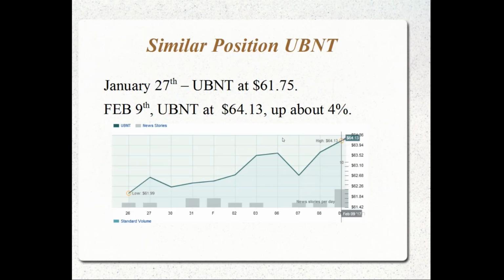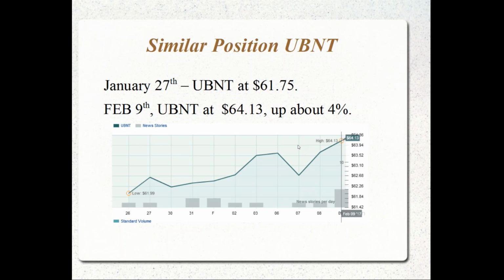About the same time, we got into UBNT on January 27th. UBNT, Ubiquity Networks, was trading at 61.75. Again, 12, 15, 20 days later, the stock's up about 4%. Okay, so on February 9th, the stock moves up to about 64.13. Now that's a high. I'm not saying I could sell it right at the close at 64.13. It was actually higher intraday. I think it was as high as 64.80, 64.70 on February 9th. Okay, but in that short period, 12 days or so, 12, 15 days, the stock is up 4% from our purchase price. Again, what could we do?